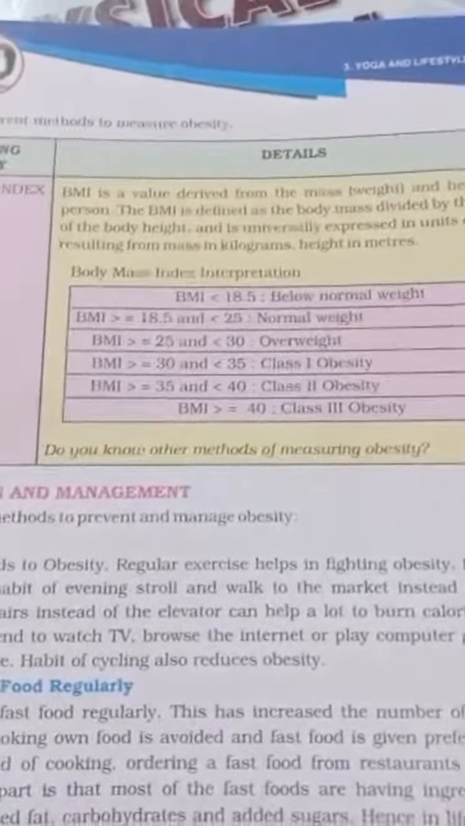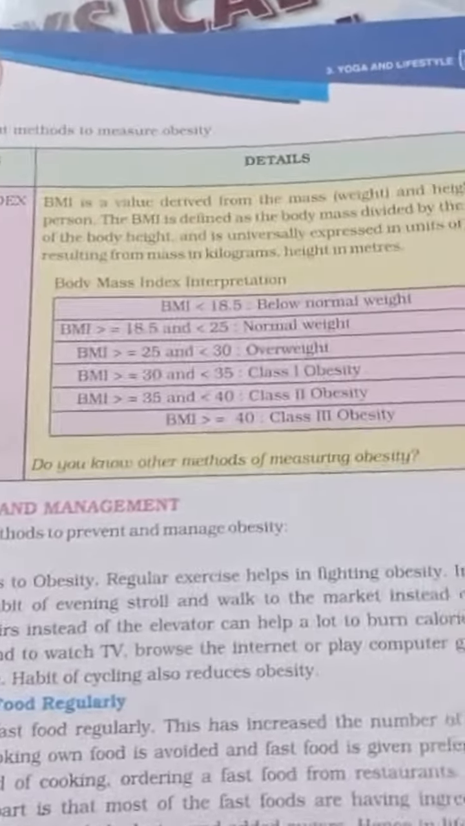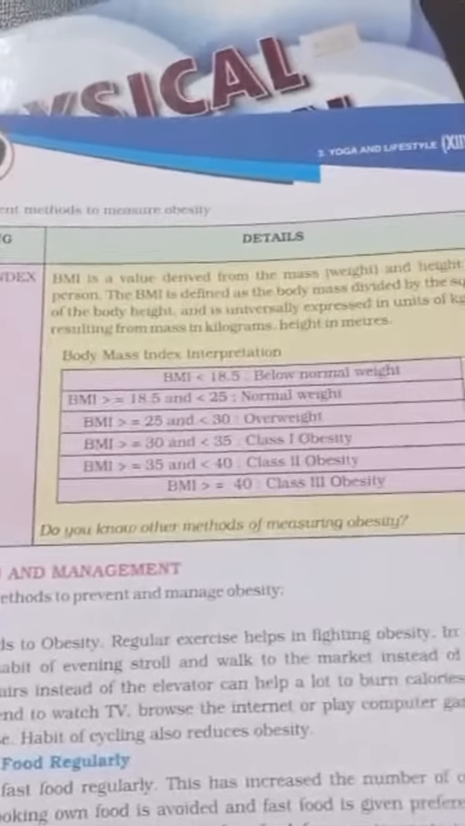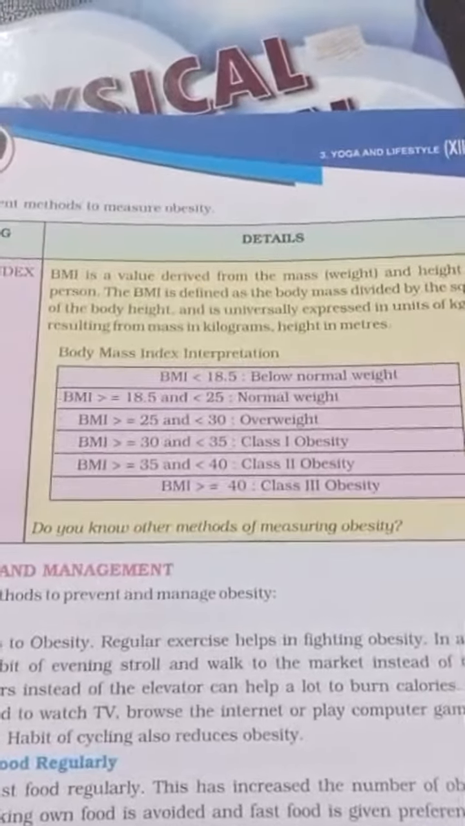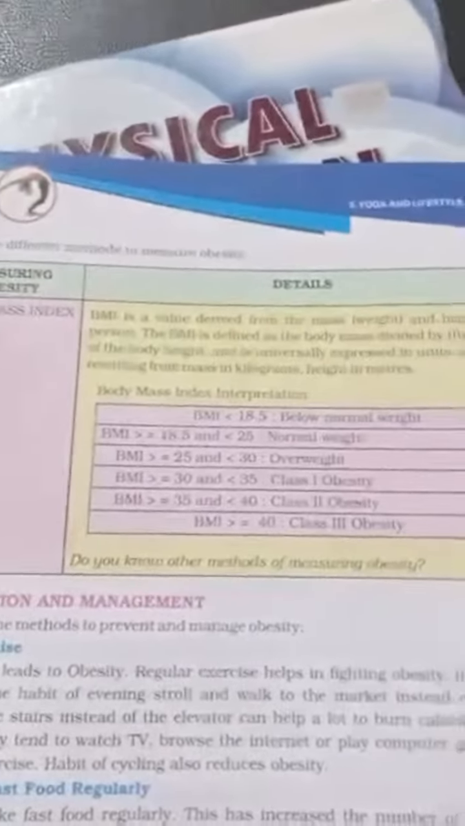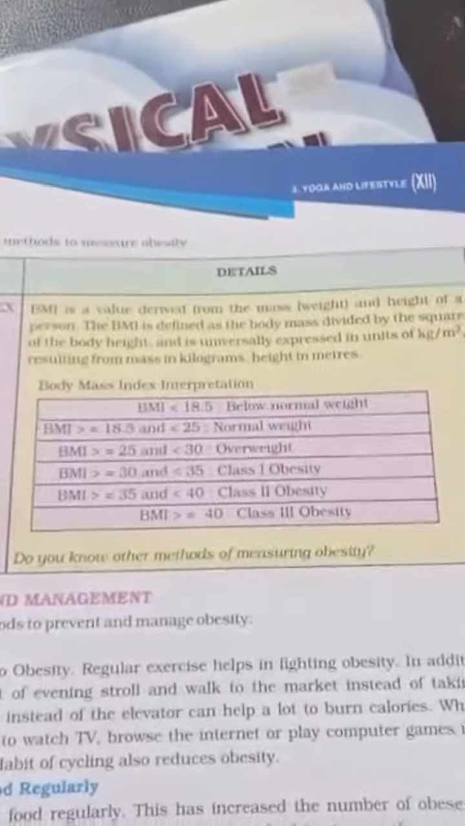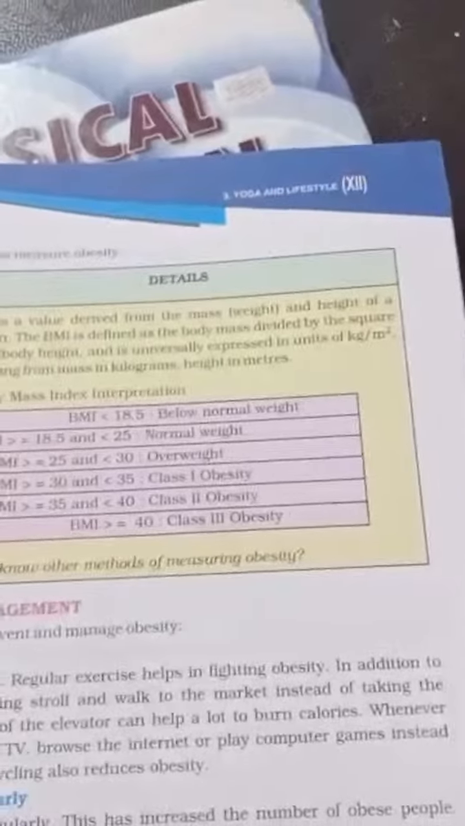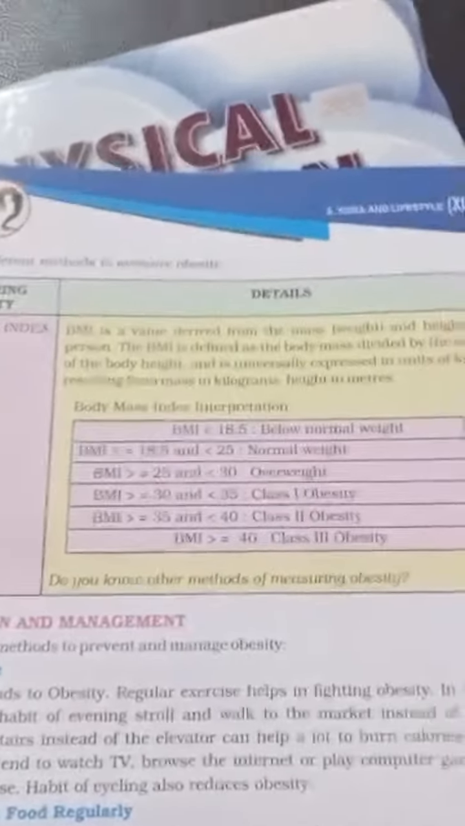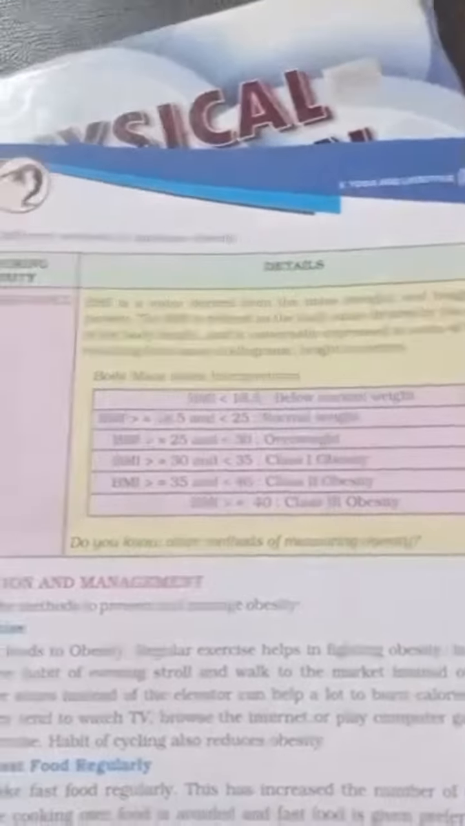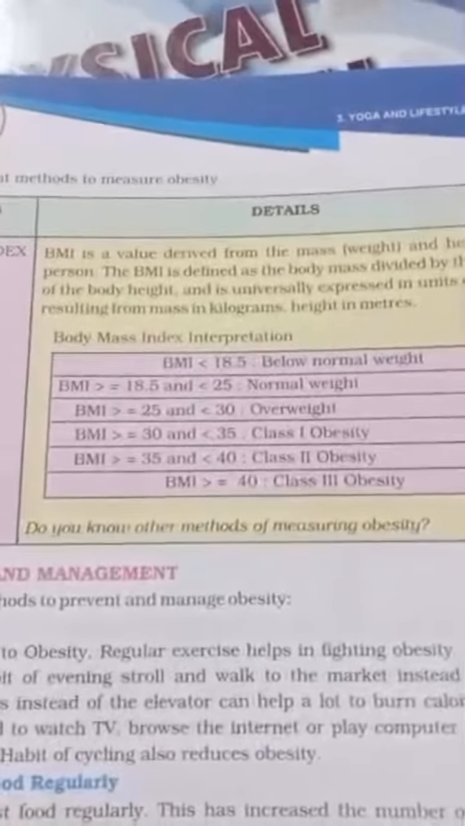BMI is a value, you must remember this. BMI is a value derived from the mass, that is weight, and height of a person. The BMI is defined as the body mass divided by the square of the body height, and is universally expressed in units of kg per meter square, resulting from mass in kilograms and height in meters.